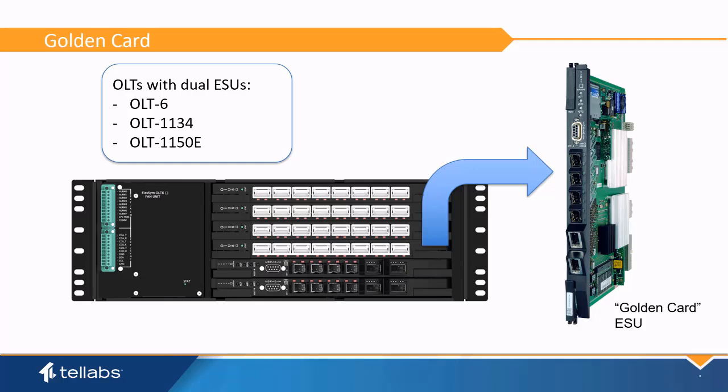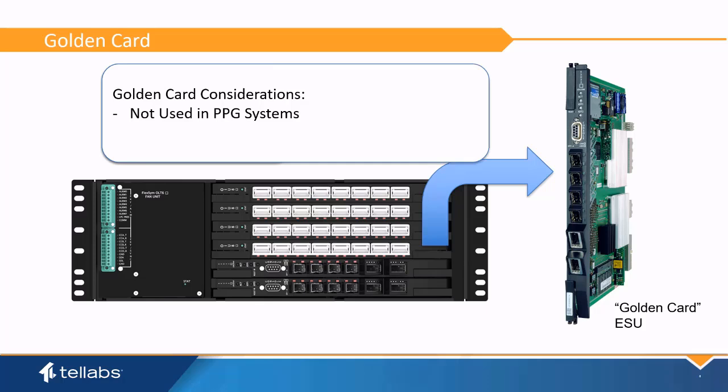A golden card is an ESU that is removed from the OLT after it has synchronized its software and database with the active ESU. A spare ESU is then placed into the standby slot, allowed to synchronize, and used during the upgrade. If a failure occurs, all cards can be removed from the system, the golden card put back into the shelf, and the system will return to its pre-upgrade state.